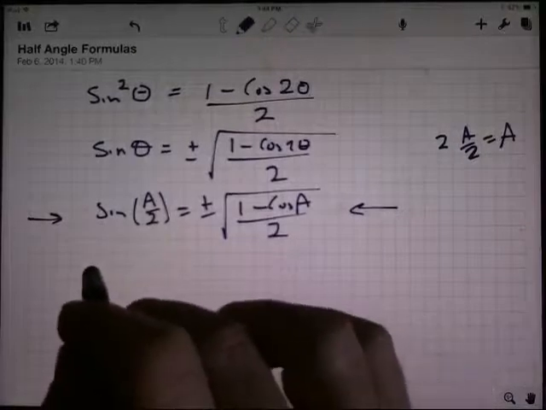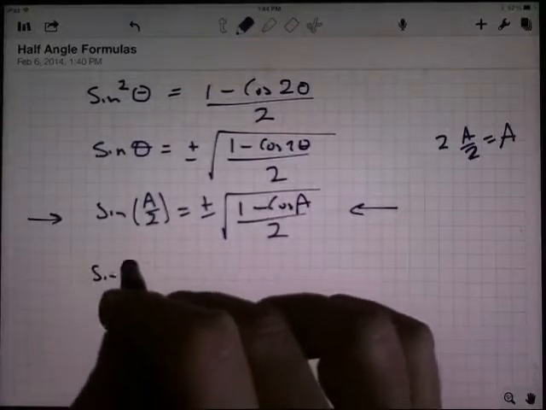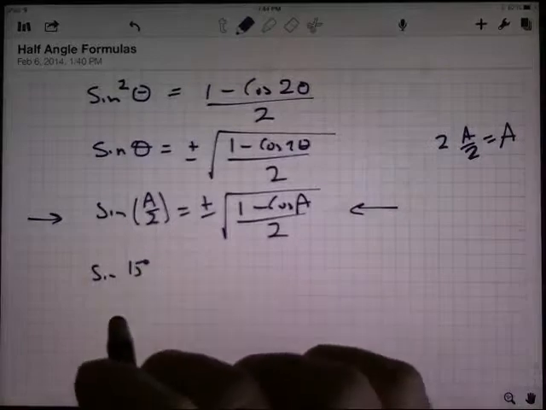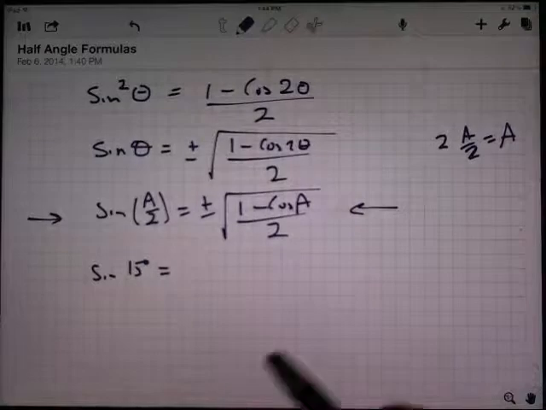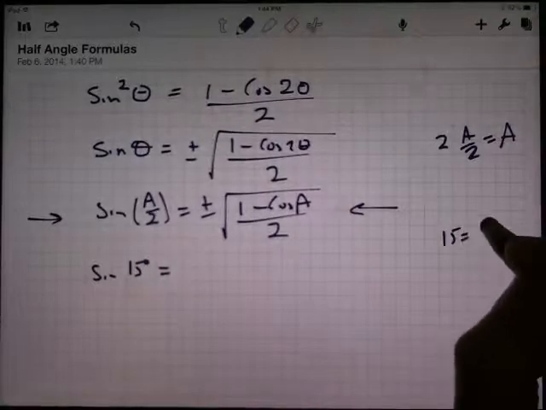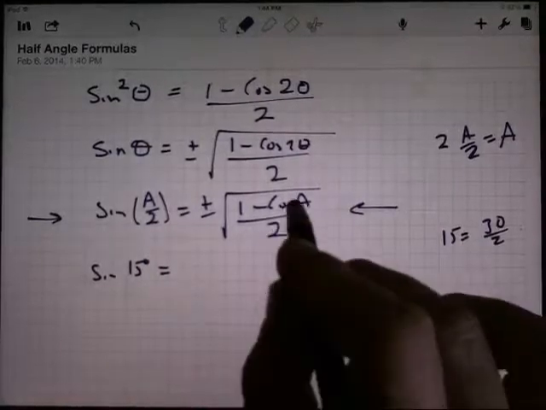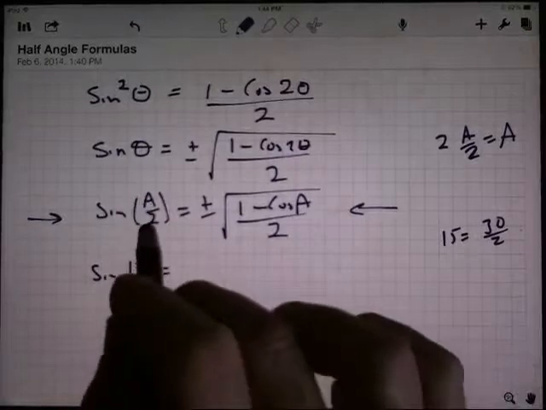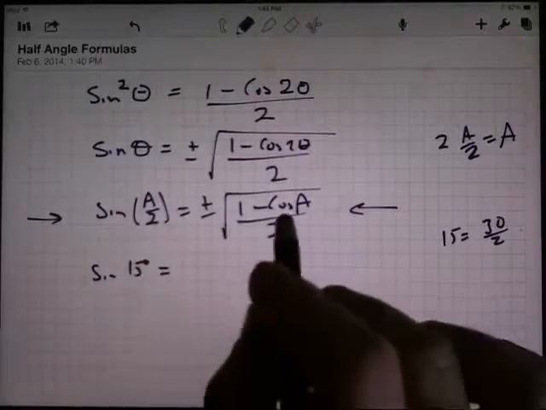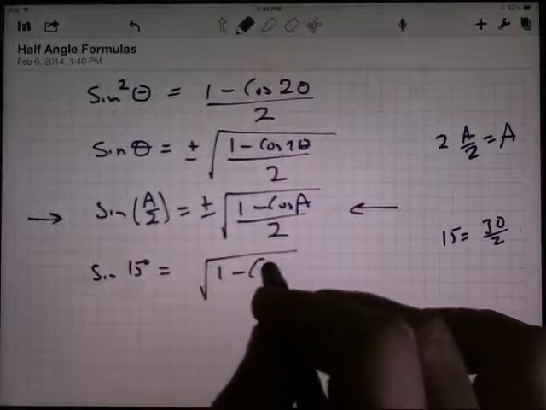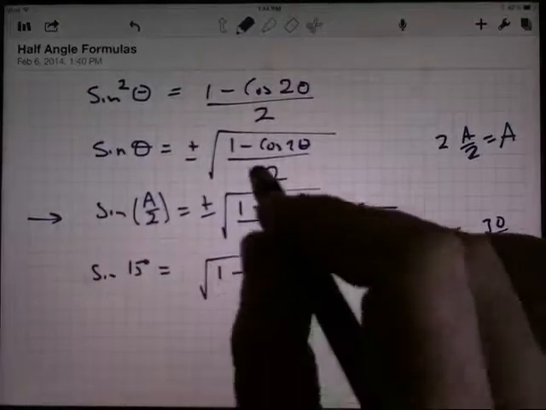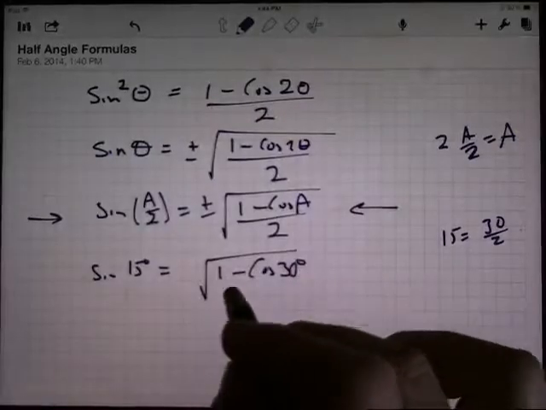Quick example here. What's the sine of 15 degrees? Well, 15 degrees happens to be half of 30 degrees, right? 15 equals 30 divided by 2. So over here, if this is a over 2, 15 is a over 2, then a must have been 30. So this is the square root of 1 minus the cosine of 30 degrees, not 3 degrees, 30 degrees, over 2.